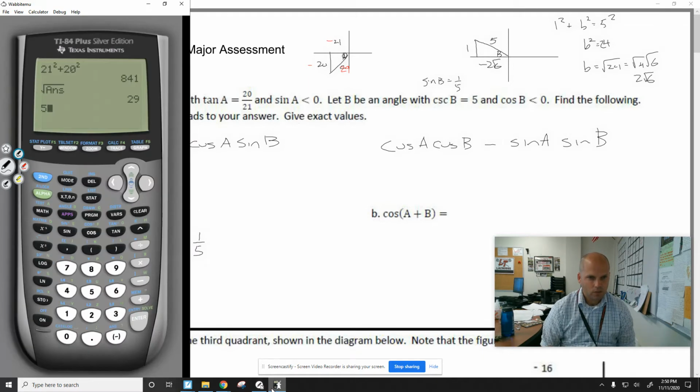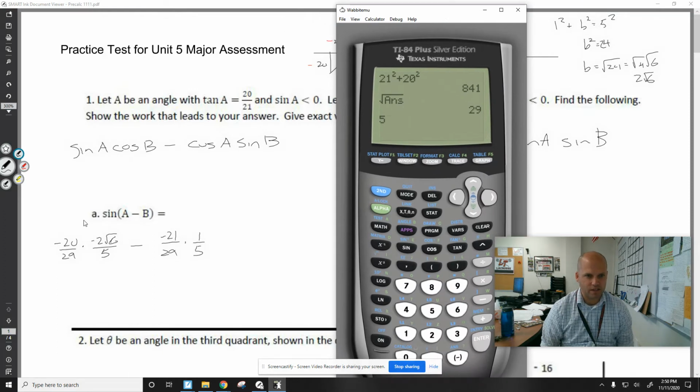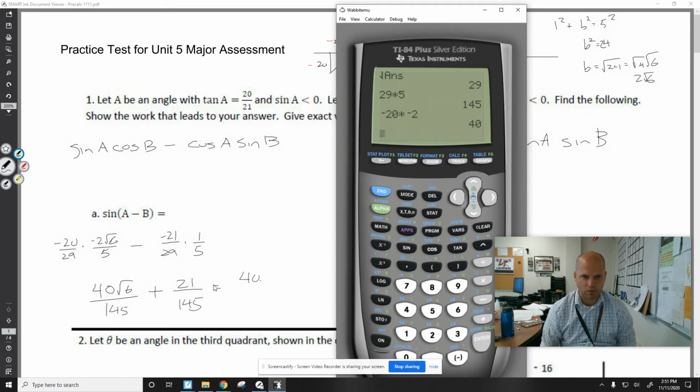In terms of simplifying this, what you'll find is that the denominators are the same. The denominator is 29 times 5. And then over here, I got negative 20 times negative 2 root 6. I'm not going to worry about that root 6 multiplying, I'm just going to say it's 40 root 6 over 145. And then this is minus a negative, so that'd be adding a positive. My final answer I'd probably write is 40 root 6 plus 21 over 145.